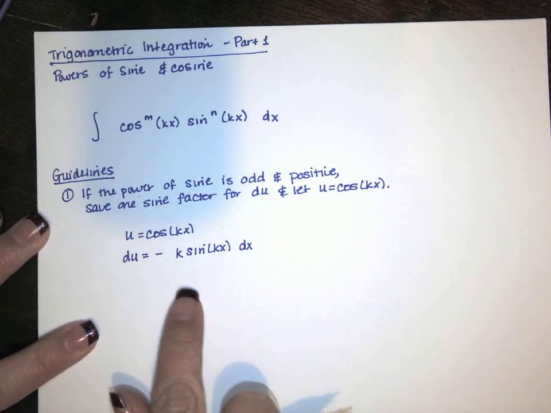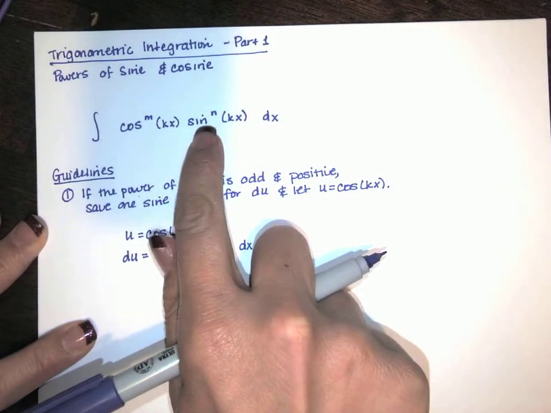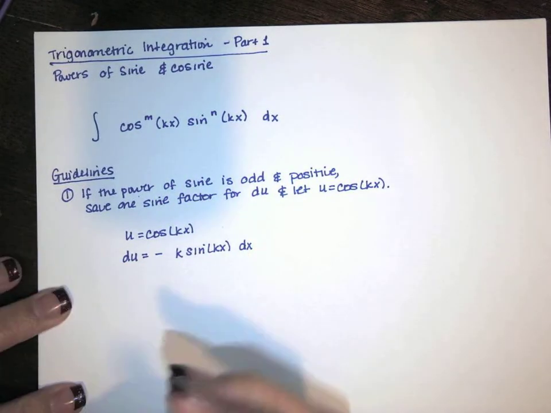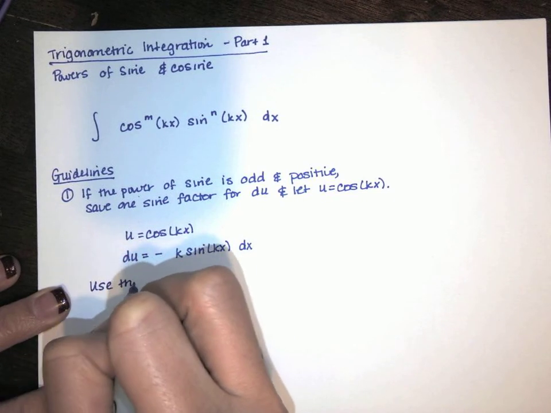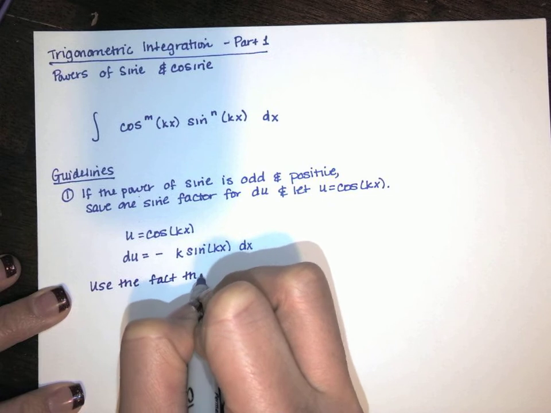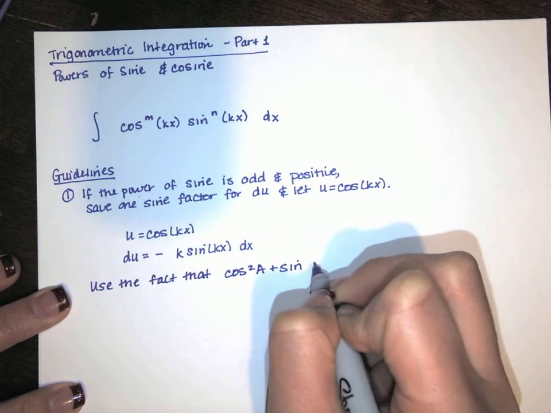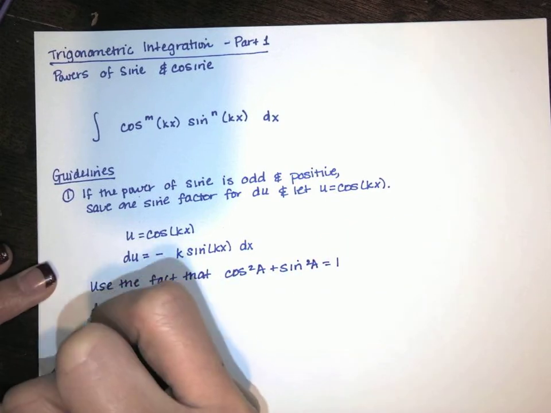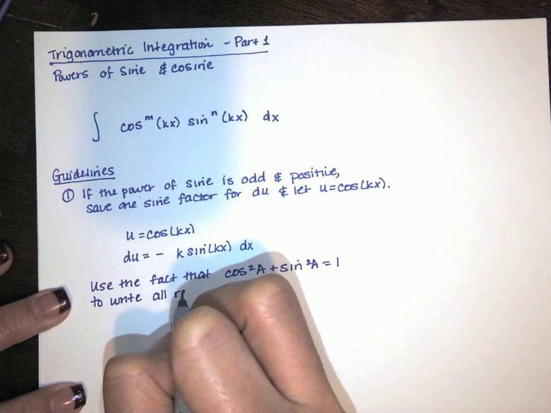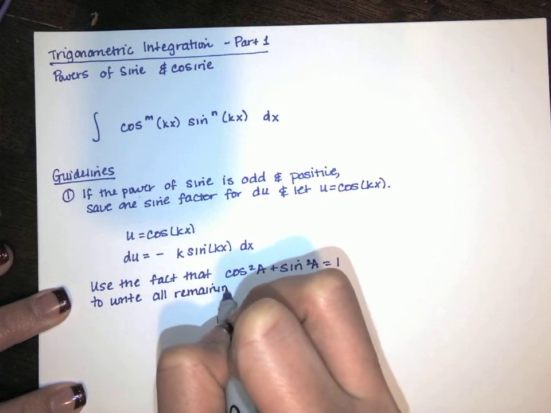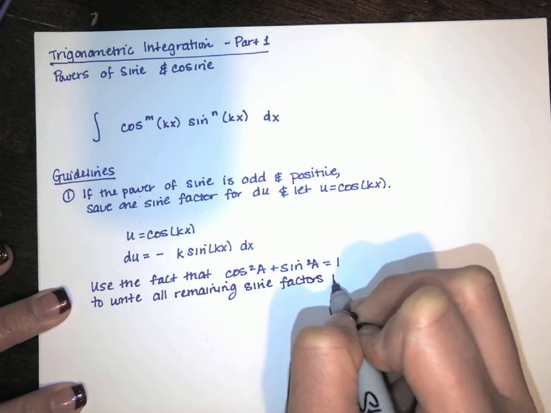And then once you do that, you're going to factor out one of those sines, and you're going to be left with an even power of sine. You're going to use the fact that cosine squared of some angle plus sine squared of the same angle equals 1, to write all the remaining sine factors in terms of cosine.